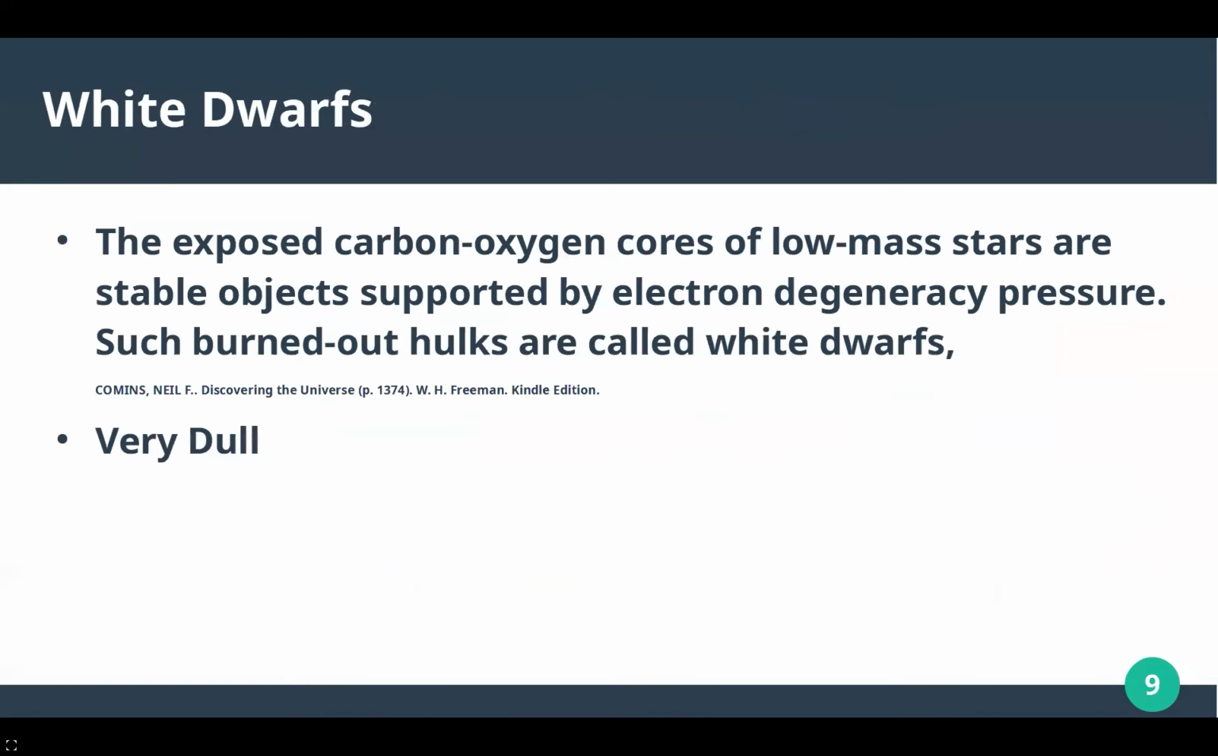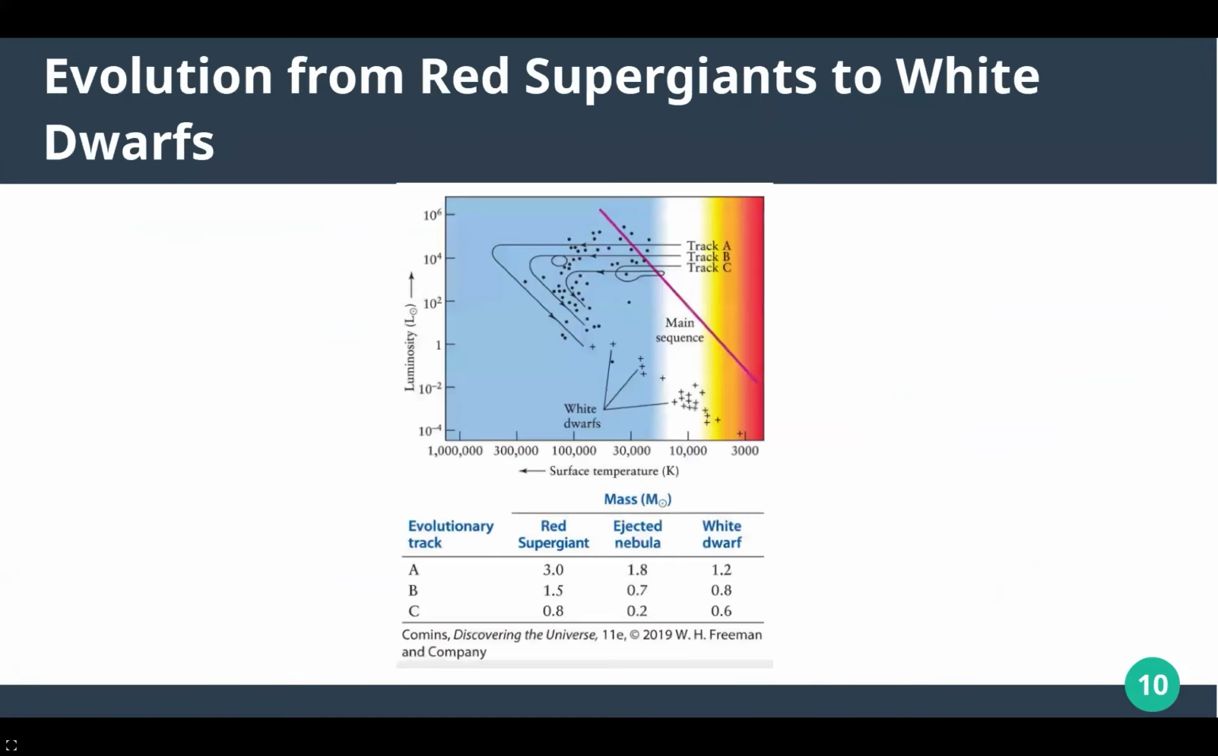The exposed carbon-oxygen cores of low-mass stars are stable objects supported by electron degeneracy pressure. Such burned-out hulks are called white dwarfs. They are very dull compared to what they used to be. Here we have 3 tracks for red supergiants of different masses.